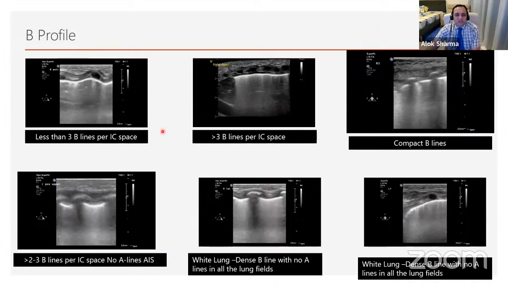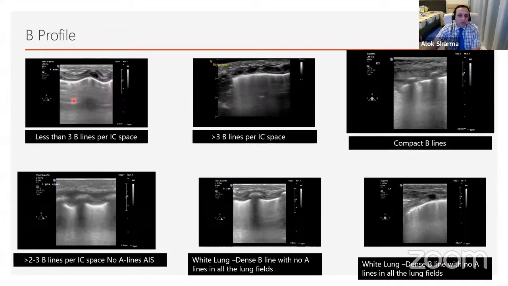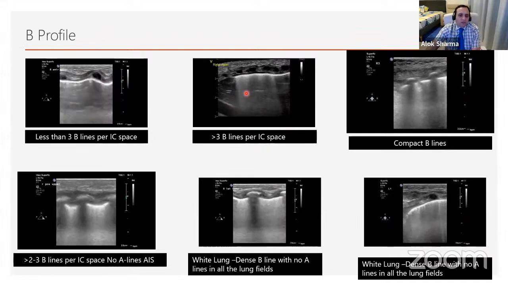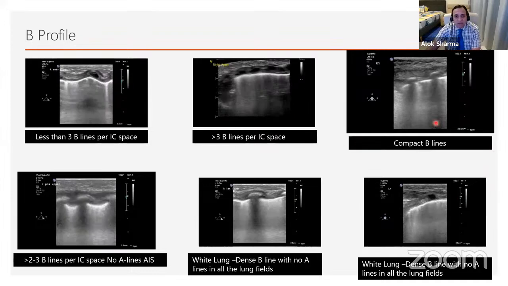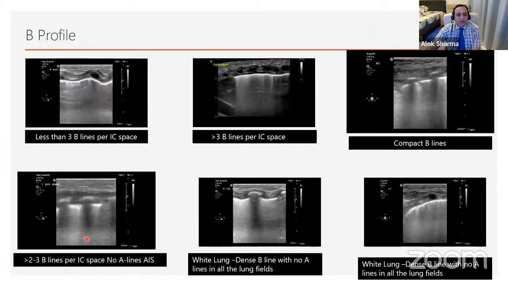So this is just how you progress. Less than three lines per intercostal space, so an A profile. More than three B lines per intercostal space, so technically what I would say is a B profile. Compact B lines, classical B profile. Now, these are clearly B lines that you can see, no A lines, so completely obliterated. So again, a B profile. And here you can see basically complete coalescence. So what I would say is a white lung kind of appearance.